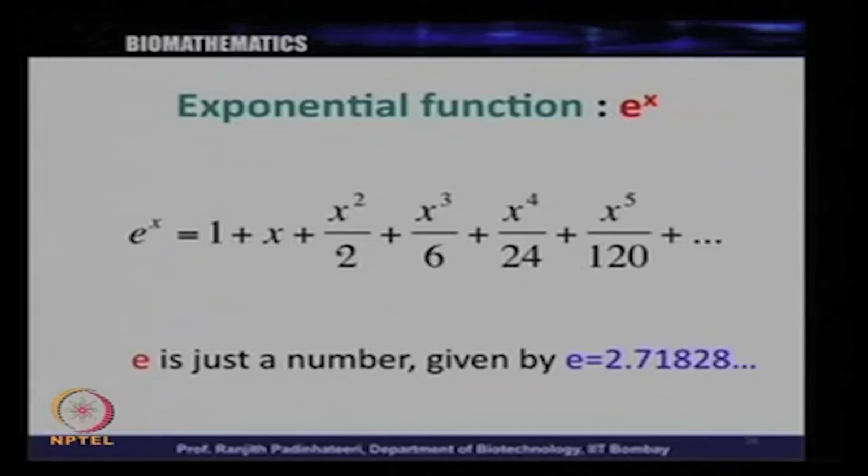And for now, just remember that there is some particular combination of x, x square, x power 4, etc. And we will try to understand later where this combination comes from. But for now, it is sufficient to understand that e power x is defined in this particular fashion. e power x is defined as 1 plus x plus x square by 2 plus x cube by 6 plus x power 4 divided by 24 and so on and so forth.